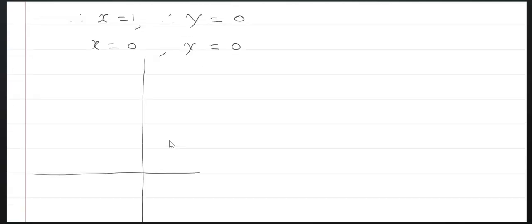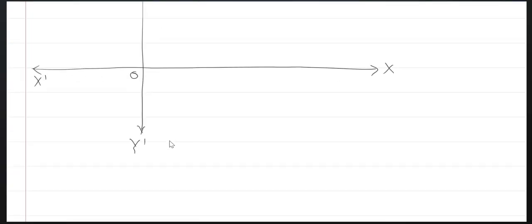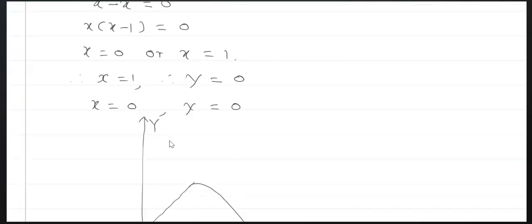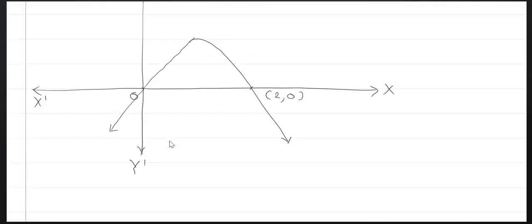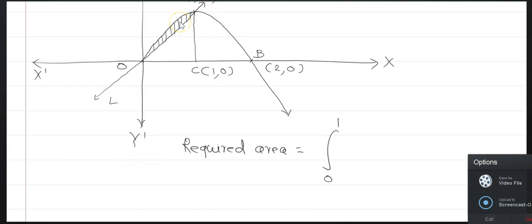Now see the figure: the parabola opens downward and its vertex is (1, 1). Now we'll find out the shaded region. This is the area below the parabola minus the area below this line.